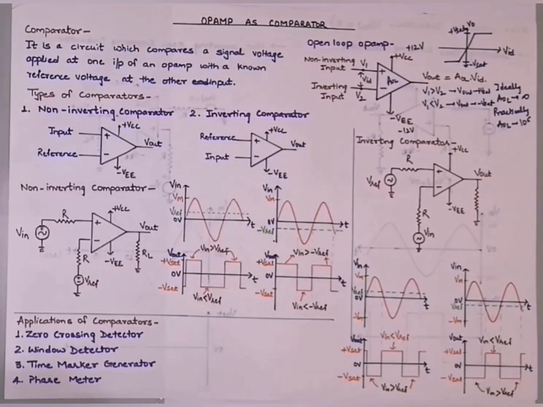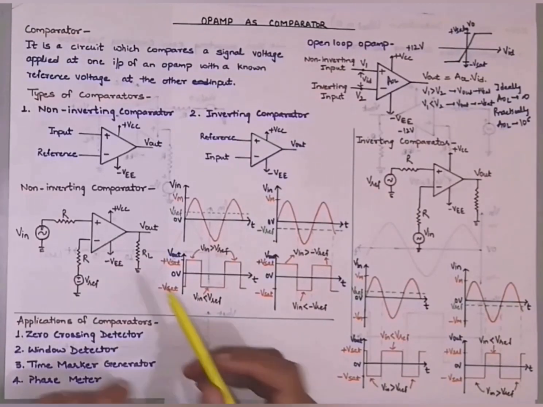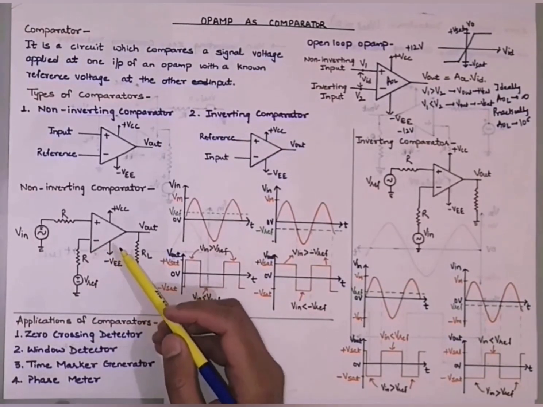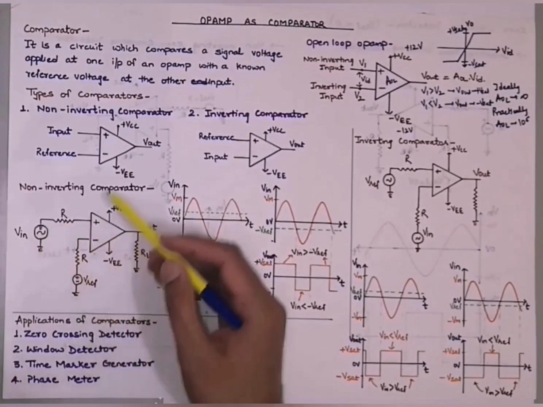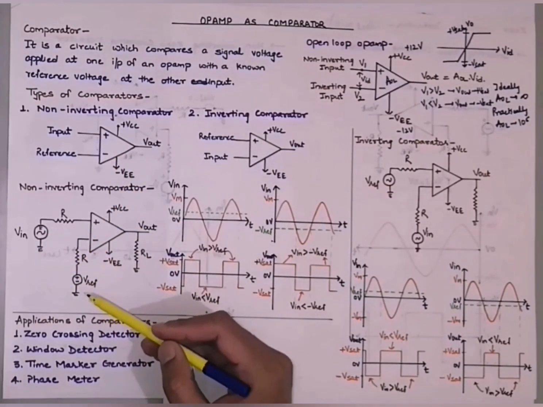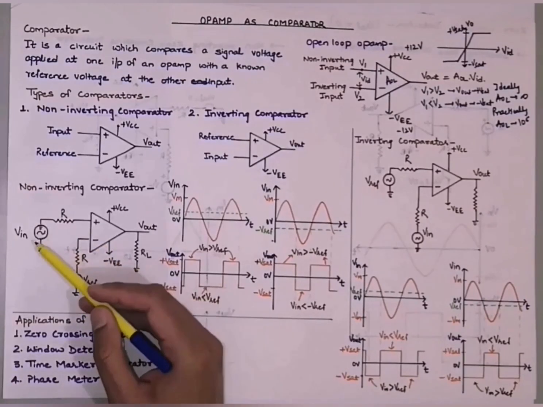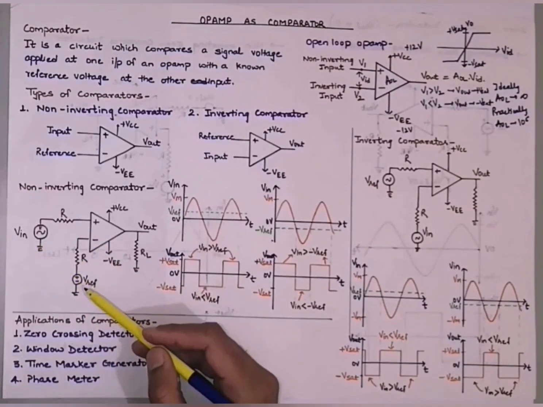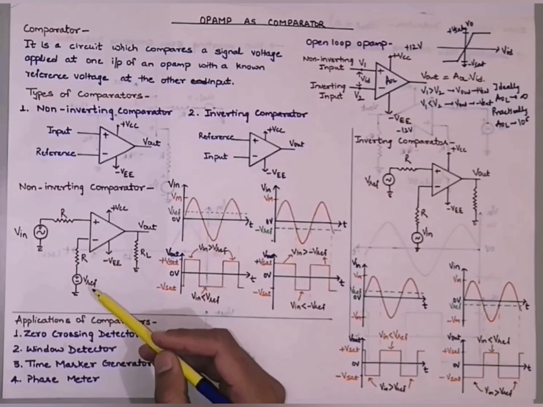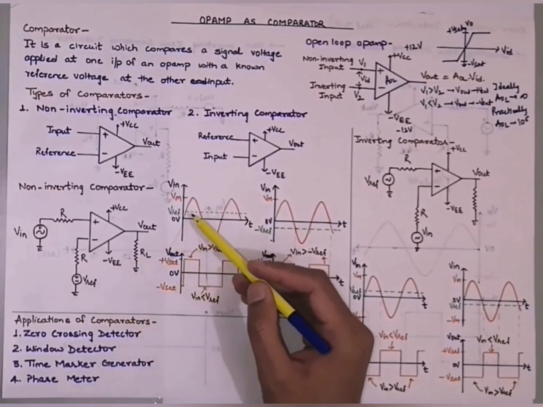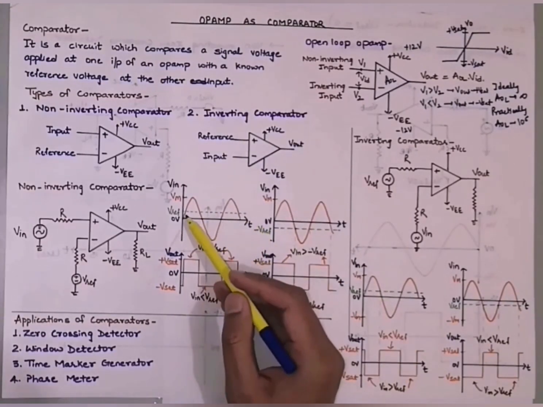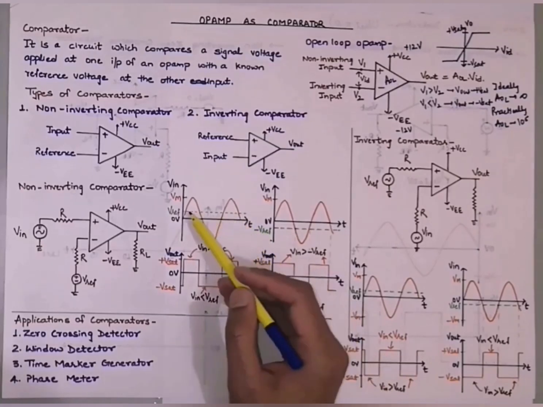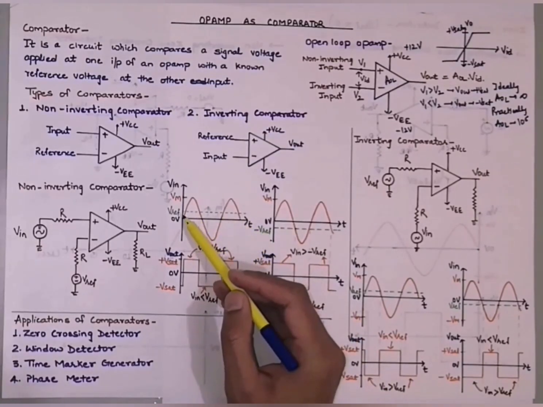So let's first discuss our non-inverting comparator. In the non-inverting configuration, as I said, my input will be applied to the non-inverting terminal and the reference signal will be applied to the inverting terminal. Here I have assumed my input as a sinusoidal signal and my reference signal as a positive voltage. So we can see here this orange color signal is my input signal and the reference signal is shown here with the green pen, which is a positive voltage.